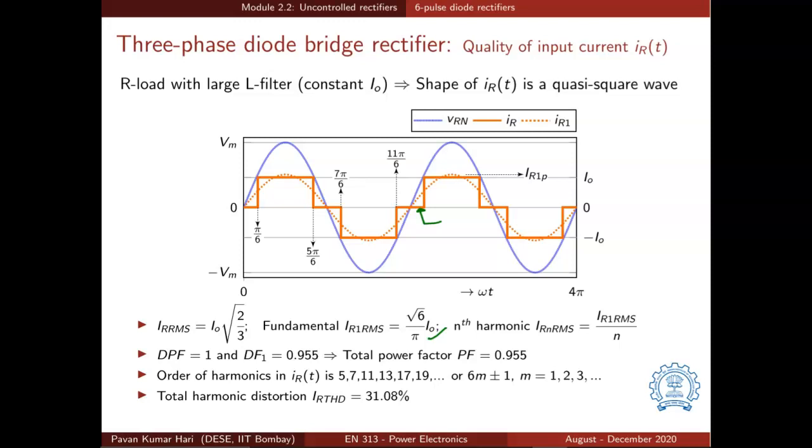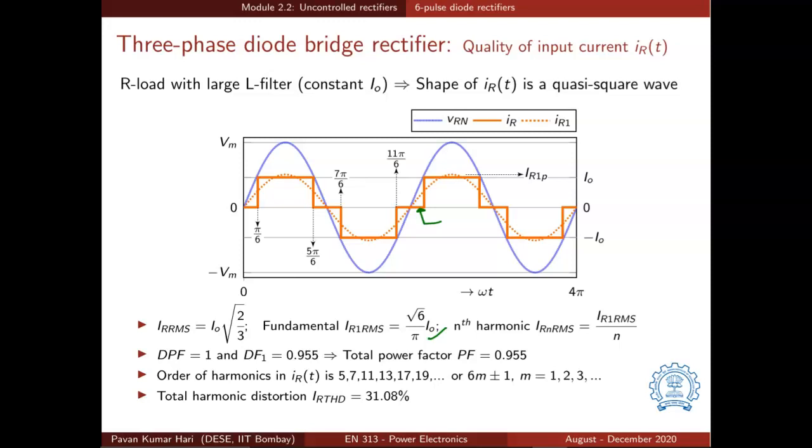And how about the displacement power factor? When we say quality of current waveform, we are interested in the wave shape and also the phase difference of the fundamental component with respect to the source voltage. Here we have considered one source voltage and one source current. The same can be done for all the other remaining sources, VYN, VBN and so on. So the angle between VRN and IR1 is 0. The phase angle is 0. That means the displacement power factor is unity.